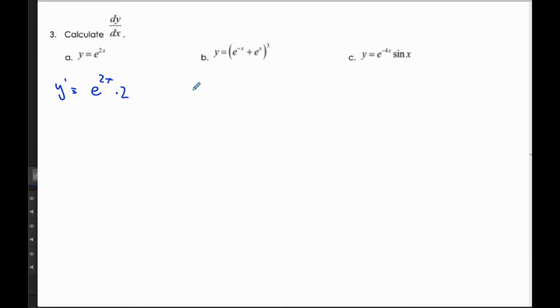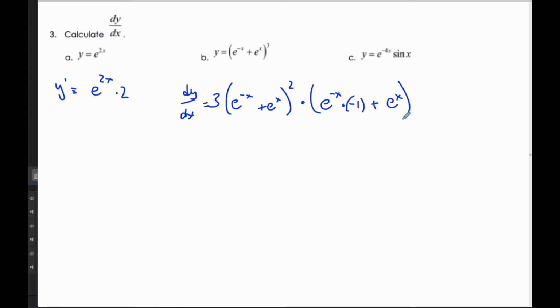Going to the next one, if I want to find the derivative, this is chain rule again. The 3 is going to come down. I write this function down as is, to the power of 2, times the inside function derivative. So I start taking the derivative of the inside, which gives e to the minus x, which is itself, times, don't forget the inside derivative of this one, lots of chain rules going on here, times a negative 1, plus the derivative of e to the x, which is just e to the x.